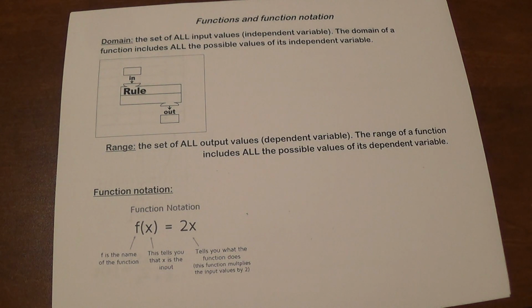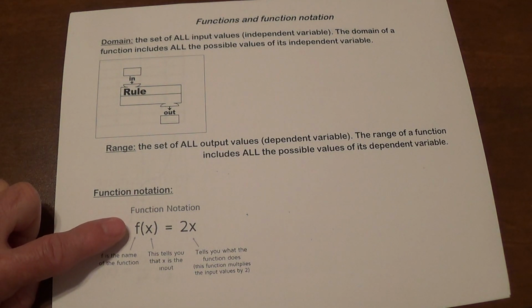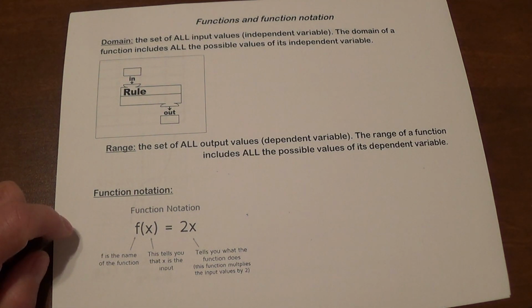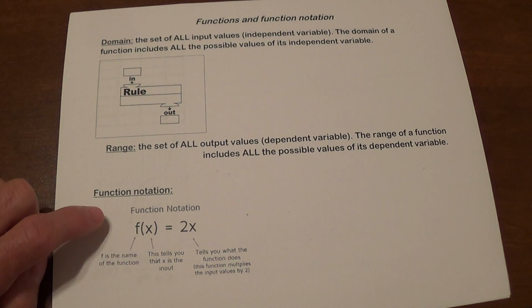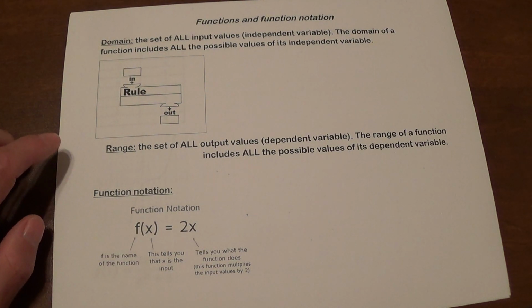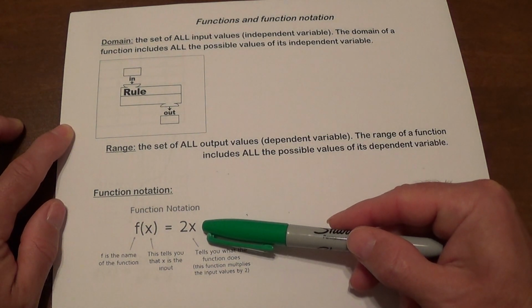So what is the function notation that we need to know? Typically it's written like this: f of x. It's not always going to be f. Sometimes they use other letters, but you pronounce it as f of x. F is going to be the name of the function, x is our independent variable or our input, and on this side it's going to give you the rule that's actually going to tell you what to do with x.